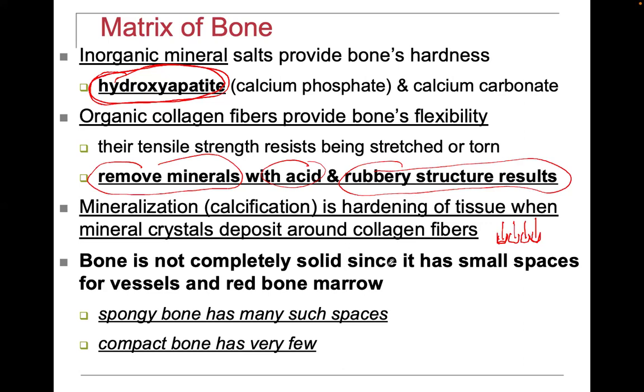Bone is not completely solid. It has small spaces for blood vessels, and then you have the red marrow, and you've got yellow marrow as well. Spongy bone has more spaces. That's the trabecula. That's where you have this porous type of structure. That's trabecula. Compact bone has few spaces.